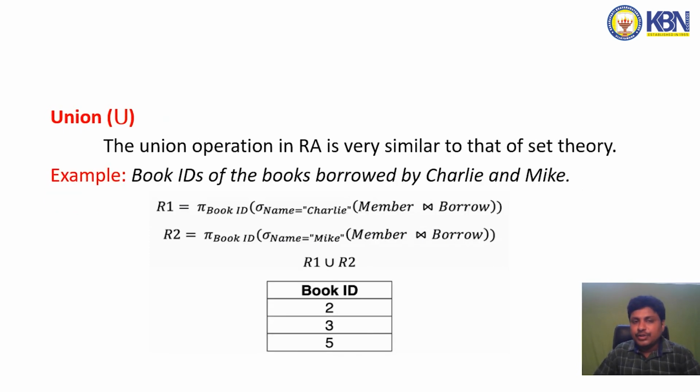Union. The union operation in relational algebra is very similar to set theory. Suppose we take one example: book IDs of the books borrowed by Charlie and Mike. So R1, we project the book ID and name Charlie, from member borrows. Next another relation R2, we project book ID, name Mike, and we join R1 union R2. Then we get the book IDs 2, 3, 5.